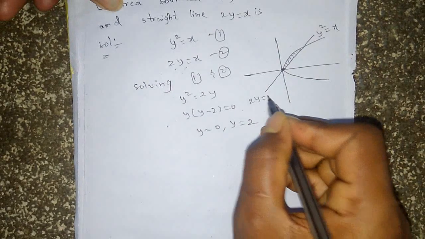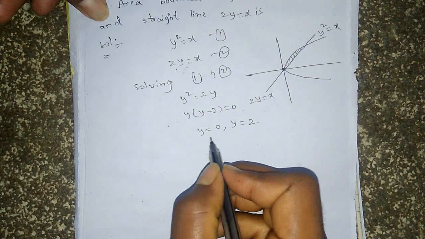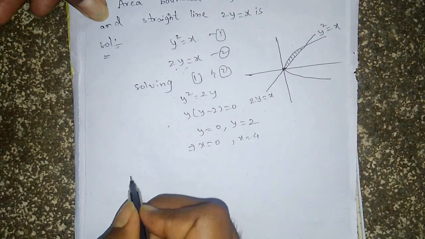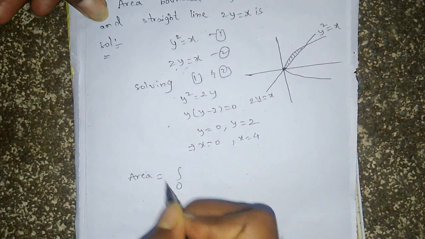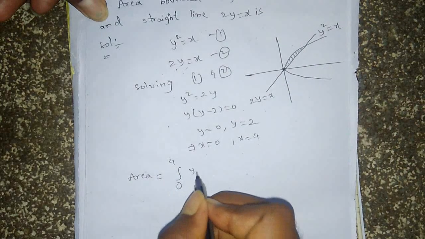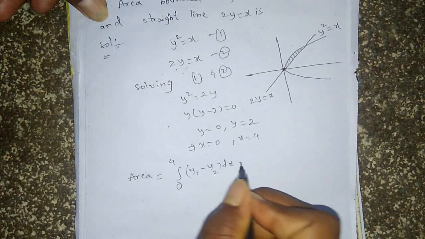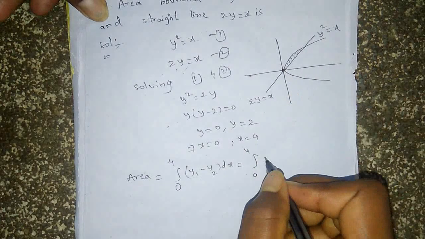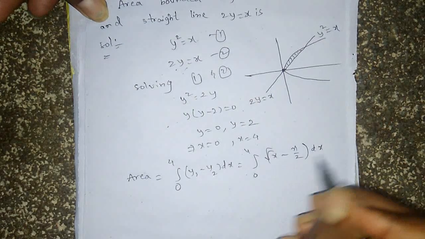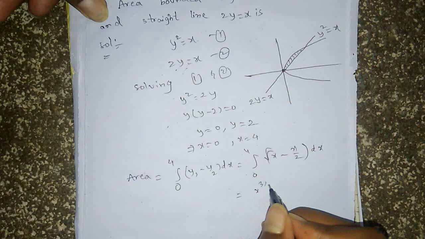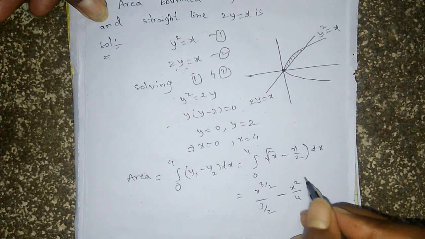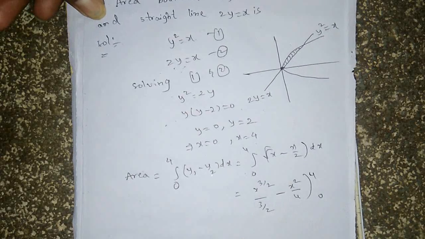This is 2y is equal to x. So y is equal to 0 means x is equal to 0, y is equal to 2 means x is equal to 4. So our required area is equal to the integral 0 to 4. Here the curve is upper, so curve minus line, y1 minus y2, dx, that is 0 to 4. Curve is root x, line is x by 2, dx. Integral of root x is x power 3 by 2 by 3 by 2, minus x square by 2 into 2, that is x square by 4, between the limits 0 to 4.